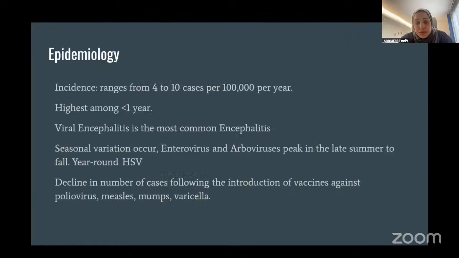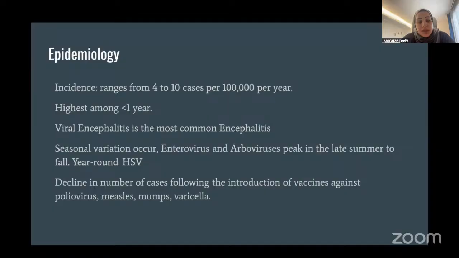Okay. So epidemiology: the incidence of viral encephalitis ranges from 4 to 10 cases per 100,000 per year. It is highest among toddlers and infants younger than 1 year of age, and viruses are the most common cause of encephalitis.